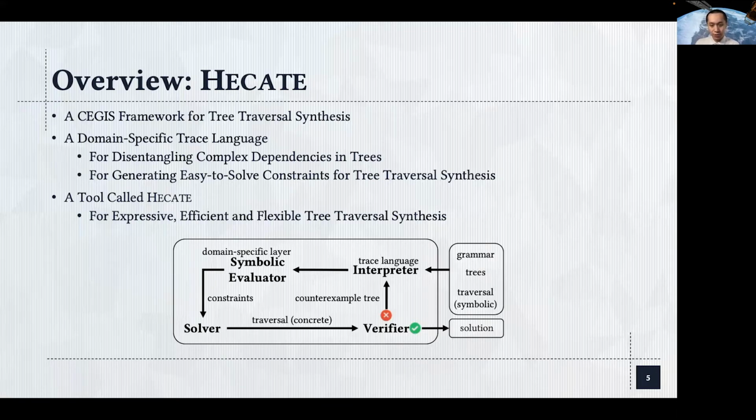Hecate will return the solution traversal if it passes the checking of the verifier. Otherwise, it asks for a counterexample tree from the verifier and adds the tree to the existing set of trees so as to strengthen the specification. And Hecate will invoke the loop again to search for a better solution. The CEGIS loop ensures the correctness of the solution found by Hecate.